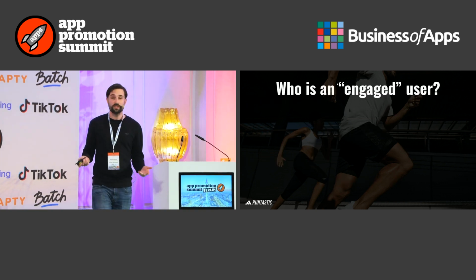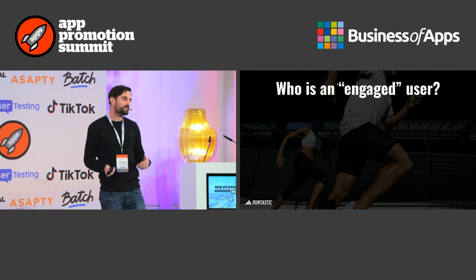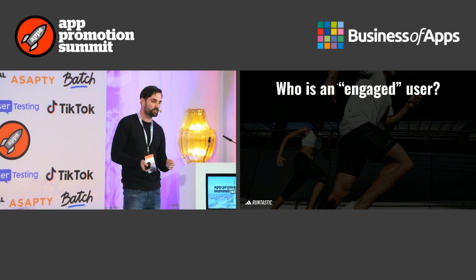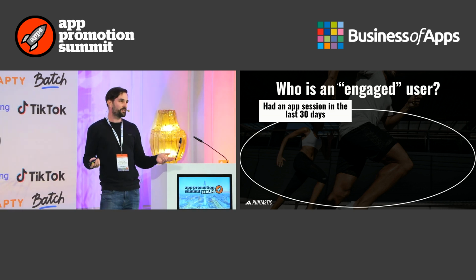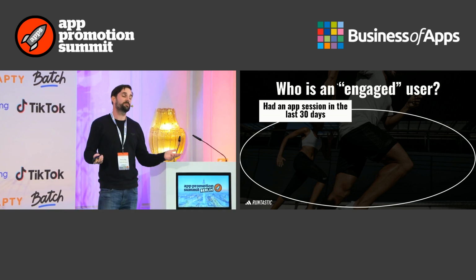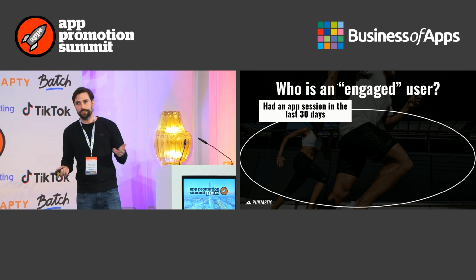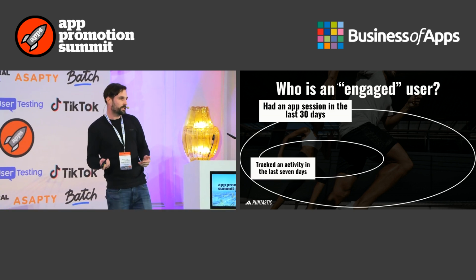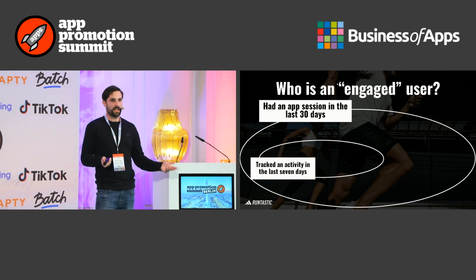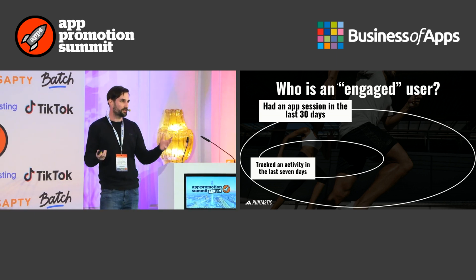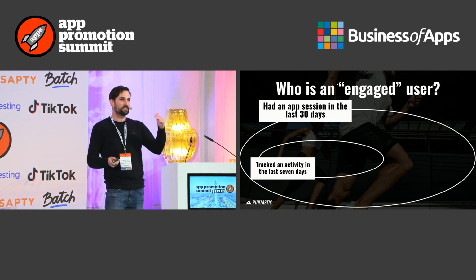So you might ask, who is an engaged user then? Well, it's quite a difficult question to answer. As I said, the first layer is that you have to have an app session. If you had an app session in the last 30 days, you're already somewhat engaged. But then, of course, there are a lot of different attributes that we are analyzing that add to whether you're an engaged user or not. Actually, that's not black and white.